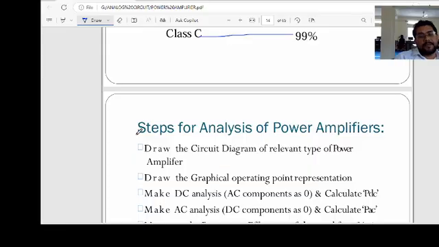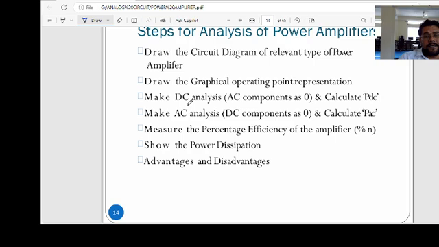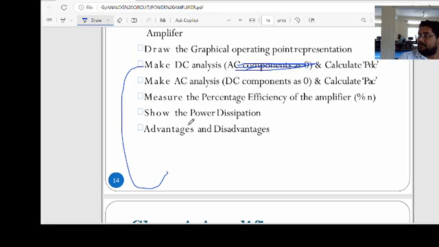Next, the steps to analyze power amplifiers. First, we follow some steps to draw the graphical operating point representation. Make the DC and AC components 0: for the DC analysis, the AC component must be 0. We do the DC analysis because we need to calculate the efficiency. For efficiency we need the DC power and the AC power, so at that time we will calculate them.